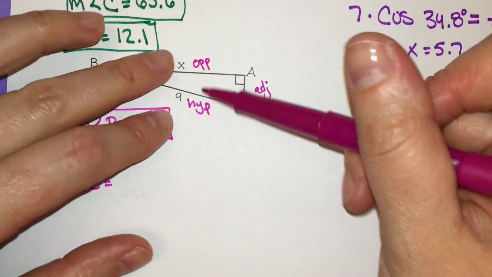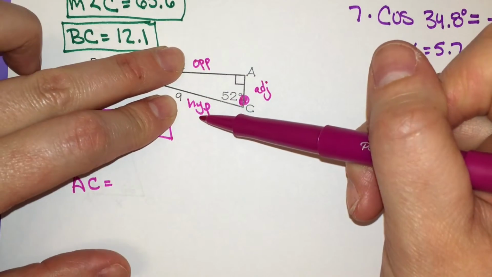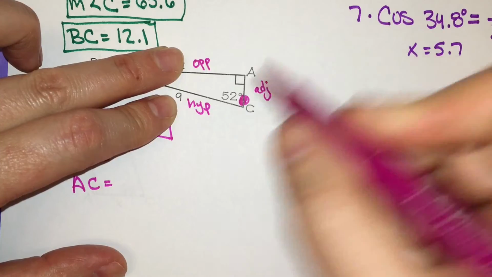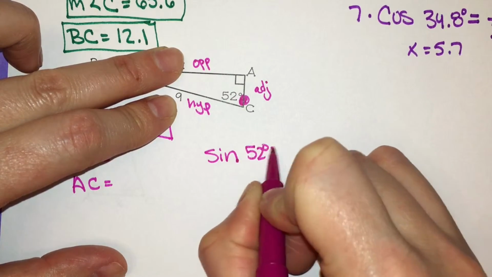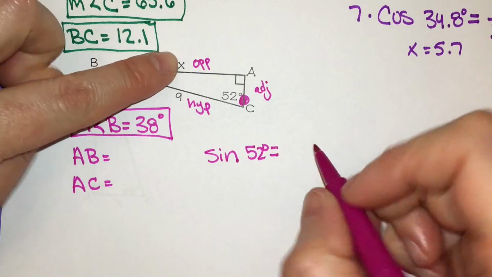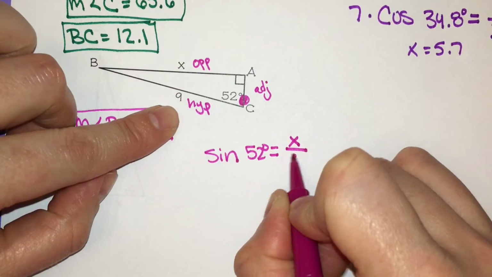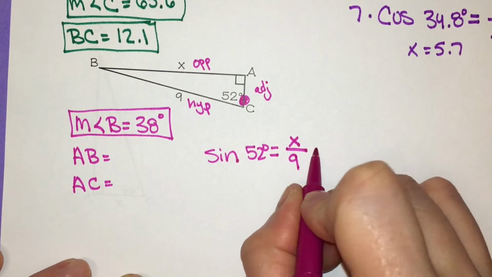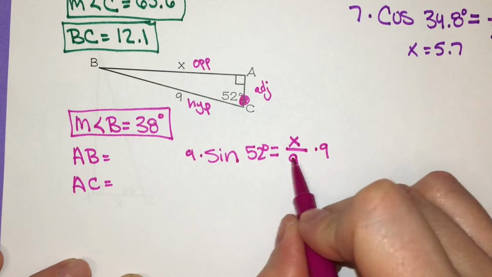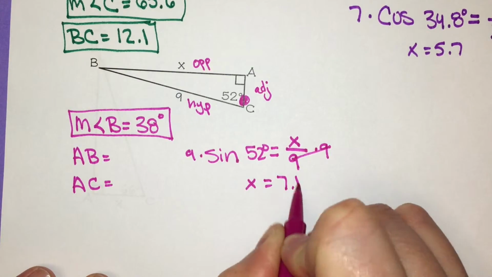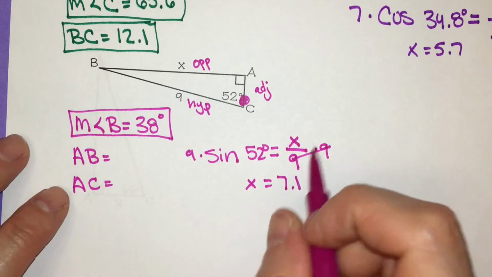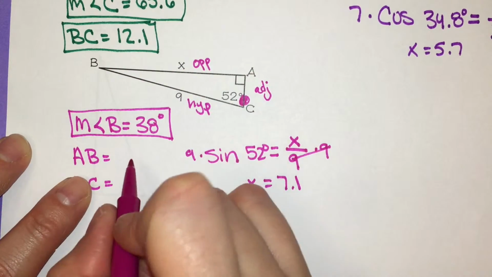So I'm going to use opposite and hypotenuse, meaning I need to use sine. Sine of angle theta, which is 52 degrees, is equal to opposite, which is x, over hypotenuse, which is 9. To get x by itself, I'm going to multiply both sides times 9. And x, if I use my calculator, 9 times the sine of 52 degrees is 7.1. So that is side AB, 7.1.